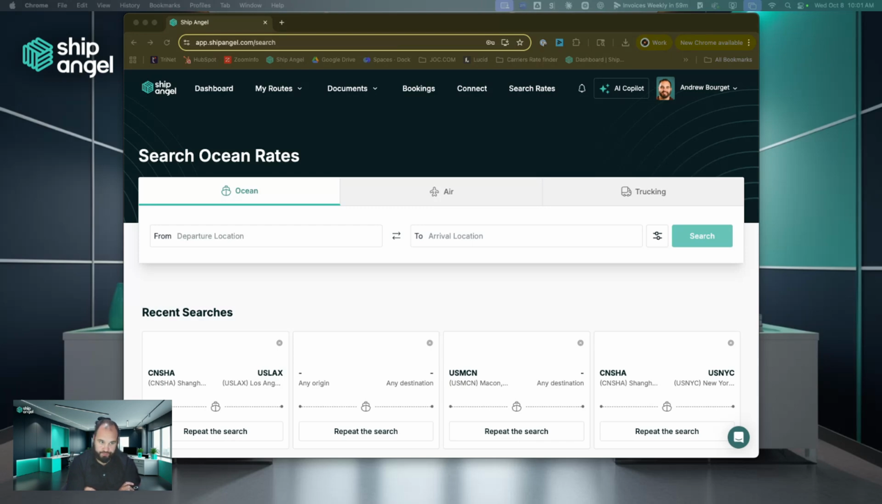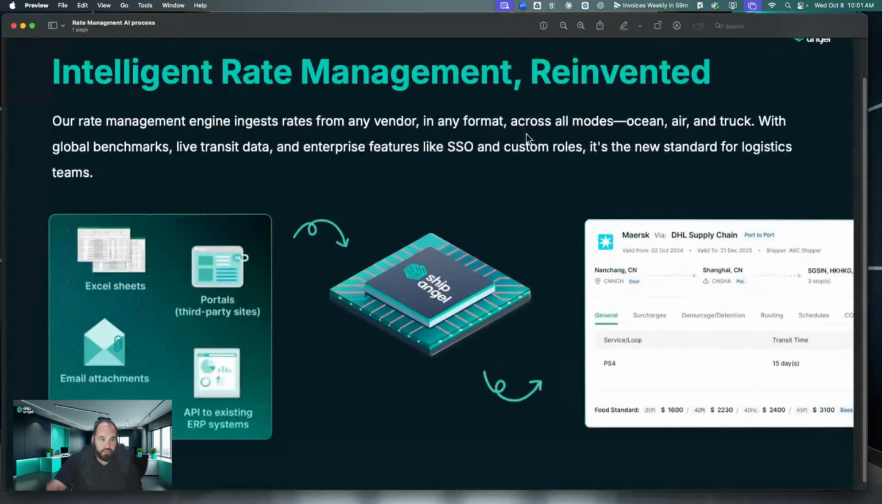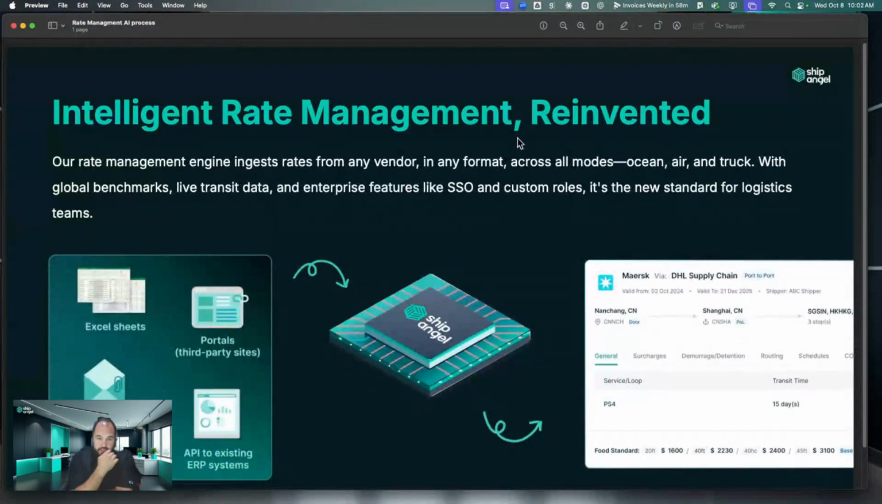A little bit about ShipAngel. ShipAngel is an AI-native software platform for international shippers who are focused on managing their international rates. And so what that means is, right now, in the ocean shipping process, you have to get a lot of quotes, a lot of contracts, a lot of rates from your different providers.